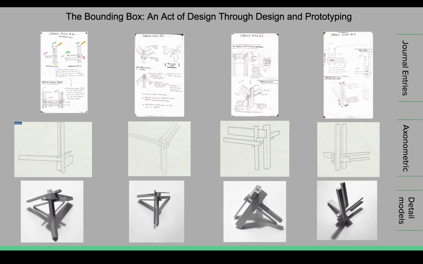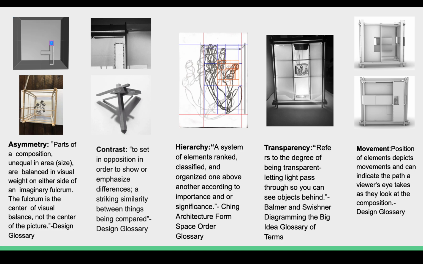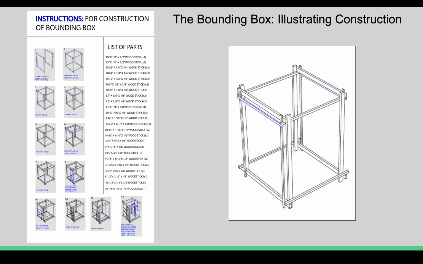The elements of wood sticks also pass by each other to contribute complexity to the contrast and to allow for the later addition of cladding. The next step was to connect the corners to form the completed bounding box for the hand and rhino. Asymmetry, contrast, hierarchy, and transparency and movement are the main terms and themes I incorporated into my design and explain each decision I made in the process.